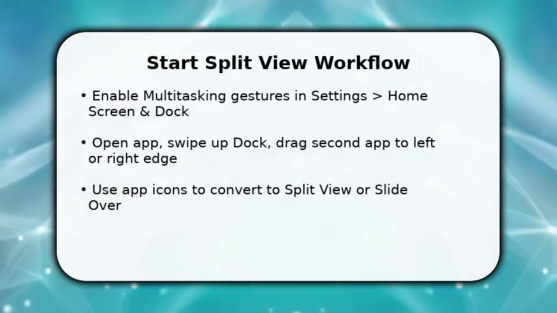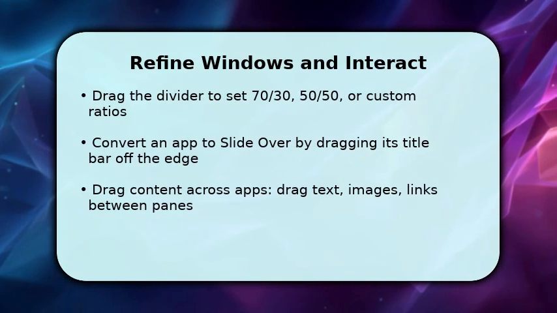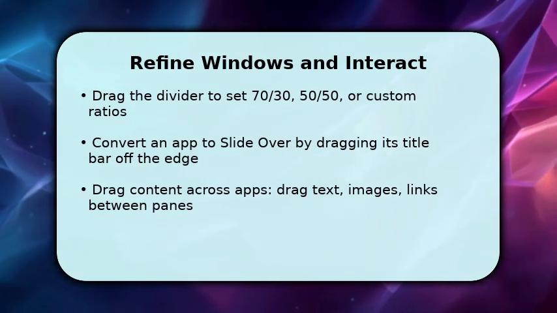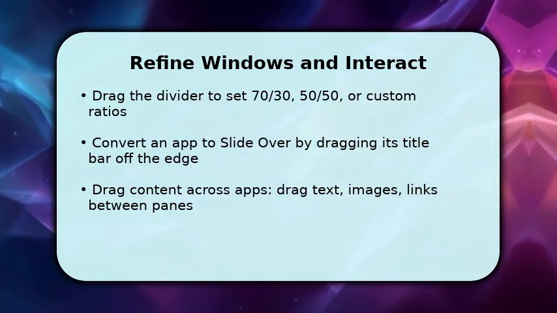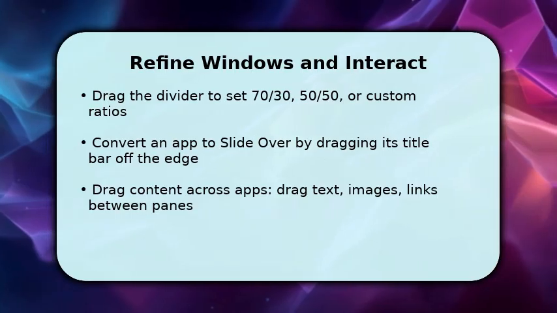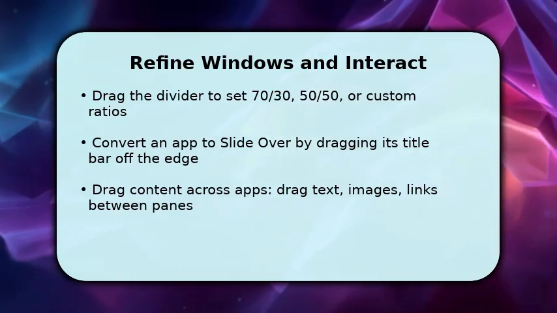Now focus on control. Drag the center divider to set precise ratios, for example, 70/30 when you need one app dominant. If you need temporary focus, pull an app into slide over and stash it to the right. This keeps it accessible without disrupting layout.